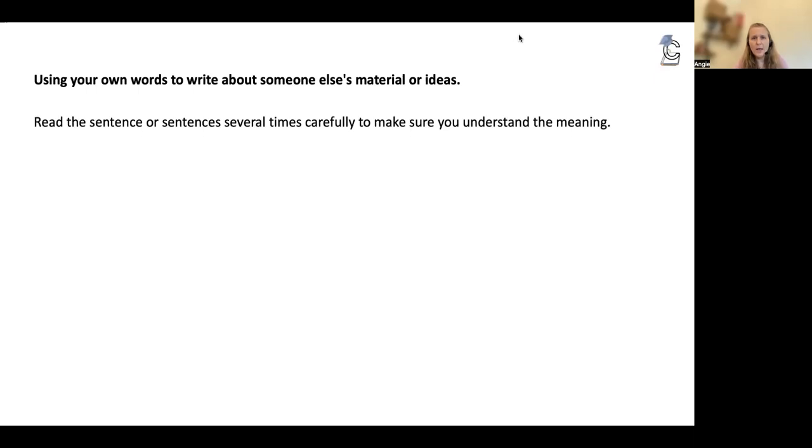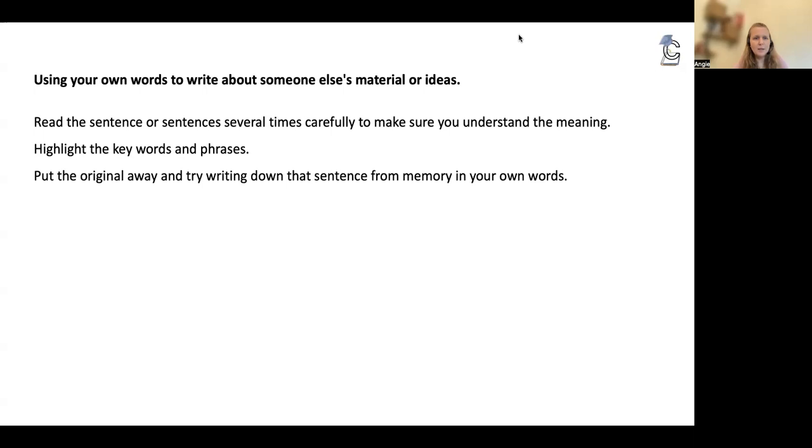So what is paraphrasing? Paraphrasing is using your own words to write about somebody else's material or ideas. And there are several steps to follow. One is read the sentences or sentence several times carefully to make sure you understand the meaning, the core message, or the gist of that sentence. Second, highlight the keywords and phrases. Now, highlighting keywords and phrases will help you, in fact, understand the core message of that sentence.